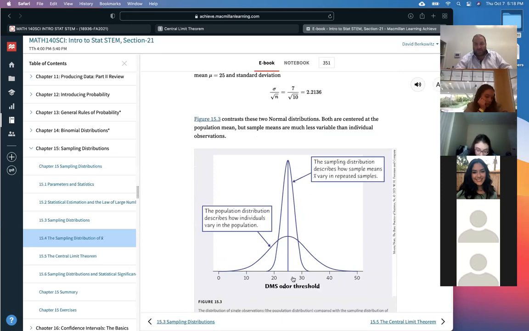You'll notice that the sampling distribution is much skinnier, correct? Because remember what sigma is. It's how far you go from the center to where it changes from a bowl to a hill. If the sigma is smaller, you're not going to move out as far for that change to occur. So it's going to be much tighter. Agreed?